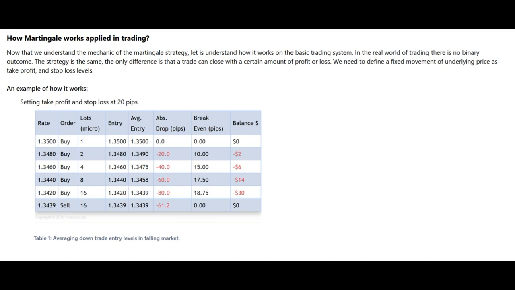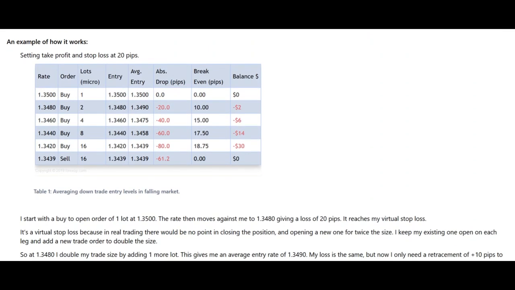Now that we understand the mechanics of the Martingale strategy, let's understand how it works in a basic trading system. In the real world of trading, there is no binary outcome. The strategy is the same. The only difference is that a trade can close with a certain amount of profit or loss. We need to define a fixed movement of the underlying price as the take profit and stop loss levels. Let's check an example of how it works, setting take profit and stop loss at 20 pips.